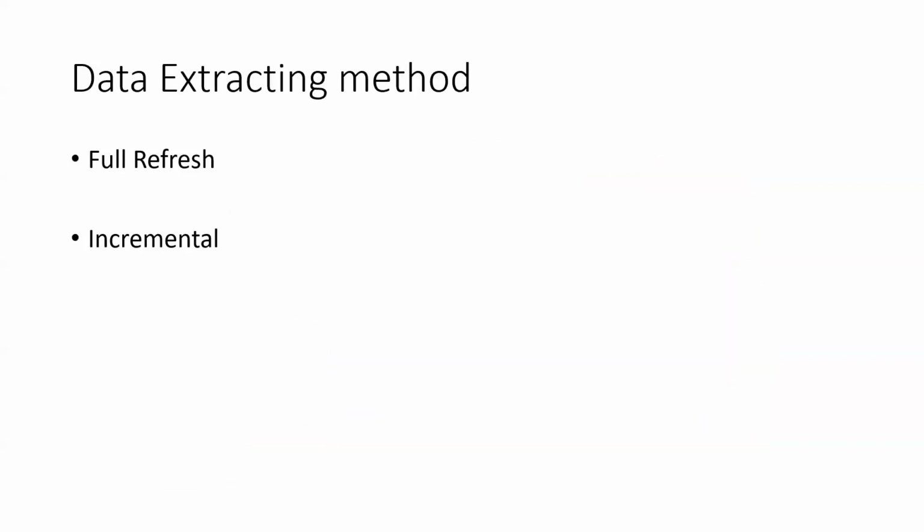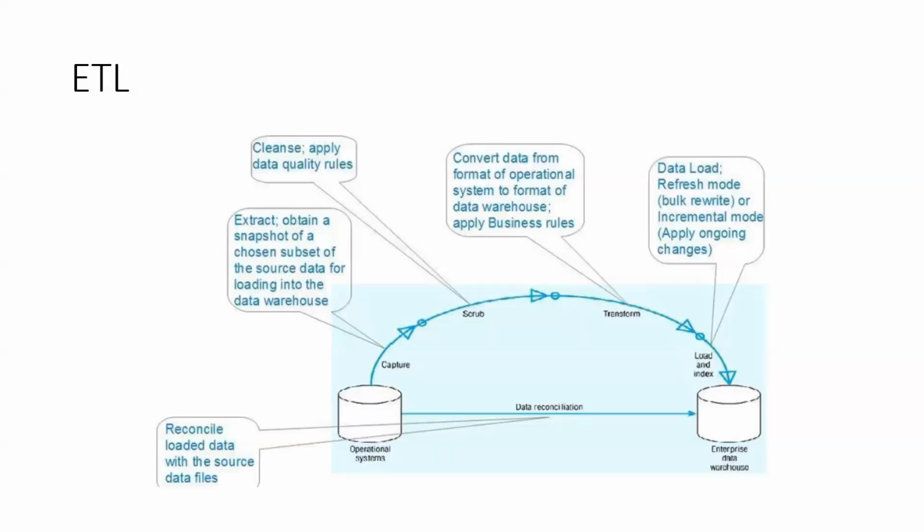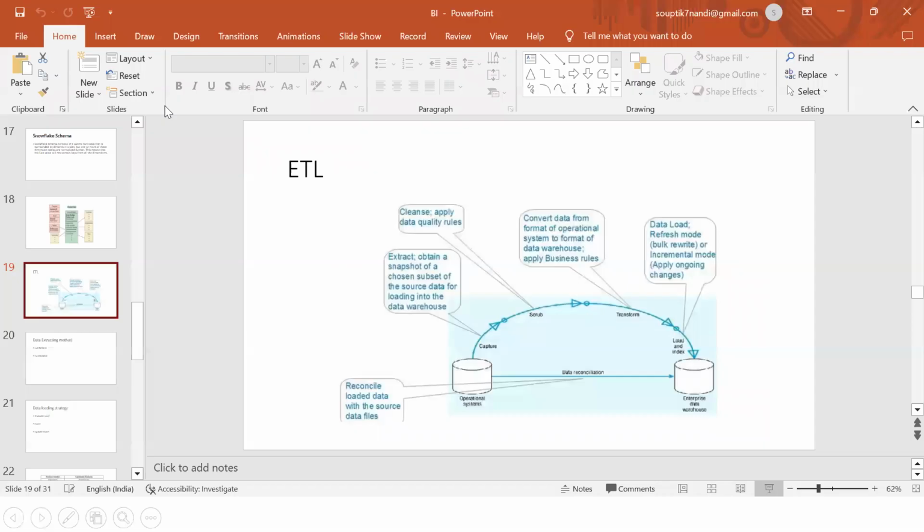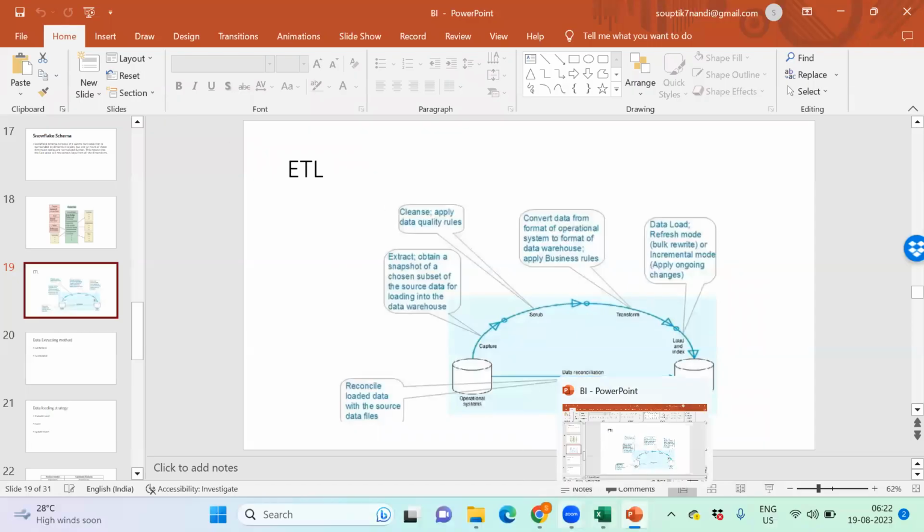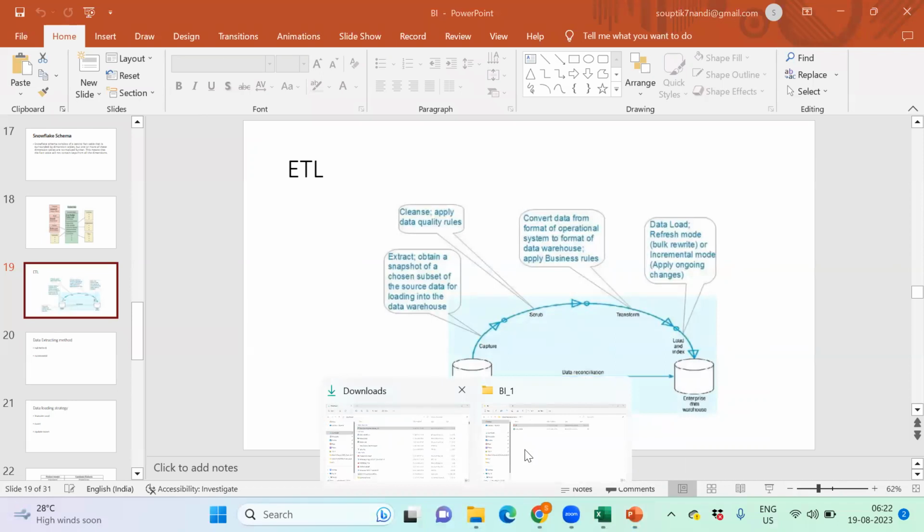Now, in ETL, the main thing we are doing is extraction, extracting the data from the source system. There are two different ways we can extract the information from the source system. One is called full refresh. One more quick concept I want to provide in ETL. As per the previous diagram, let me open it once more.